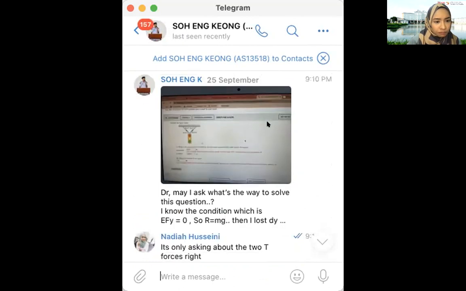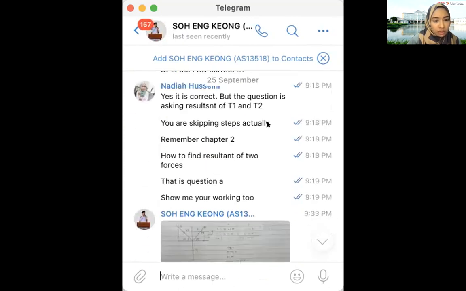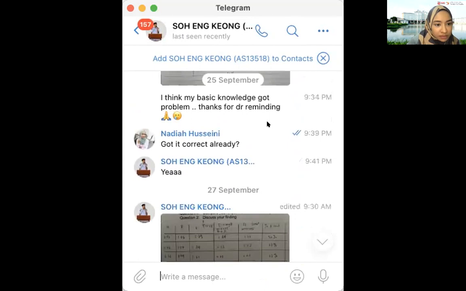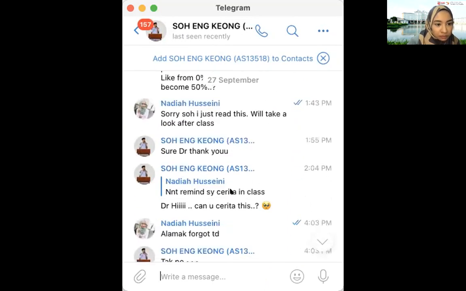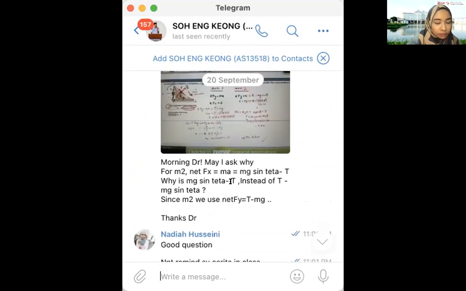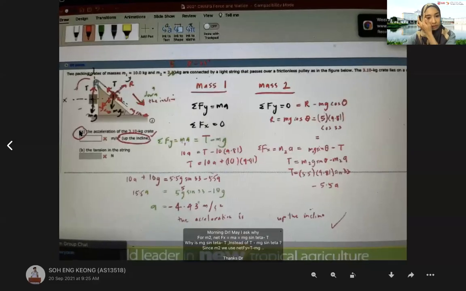Doktor, mana, so saya tak ingat. Sekejap. Doktor remind. Okay, this one. I forgot. Okay, this one.